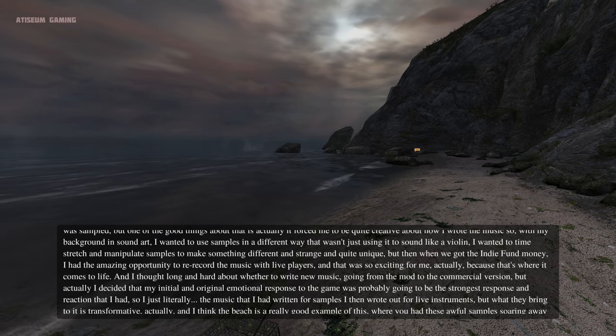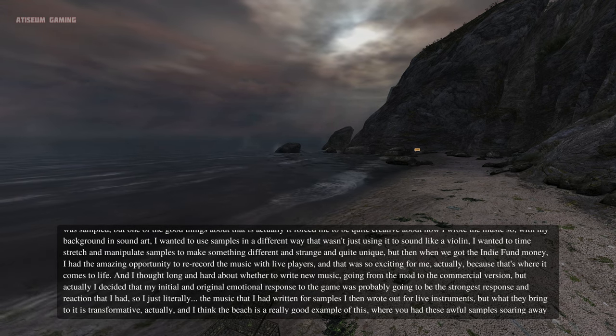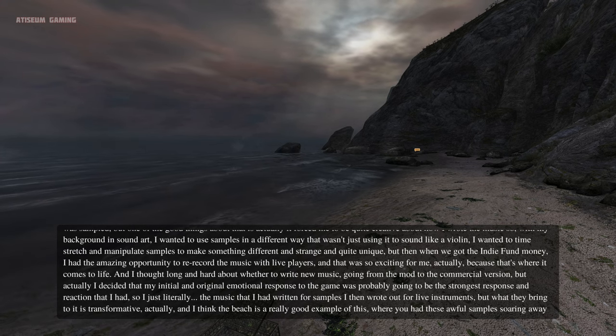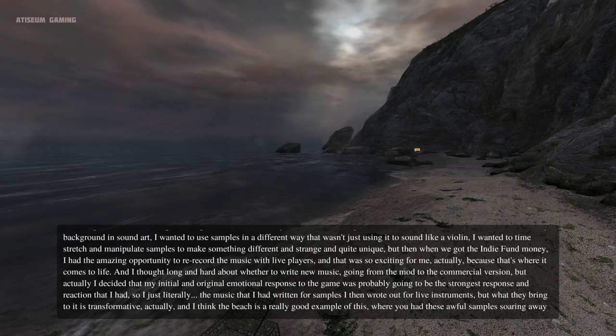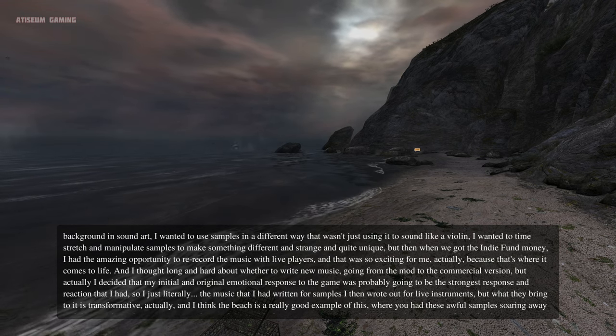But then when we got the Indie Fund money, I had the amazing opportunity to re-record the music with live players. And that was so exciting for me, actually, because that's where it comes to life.